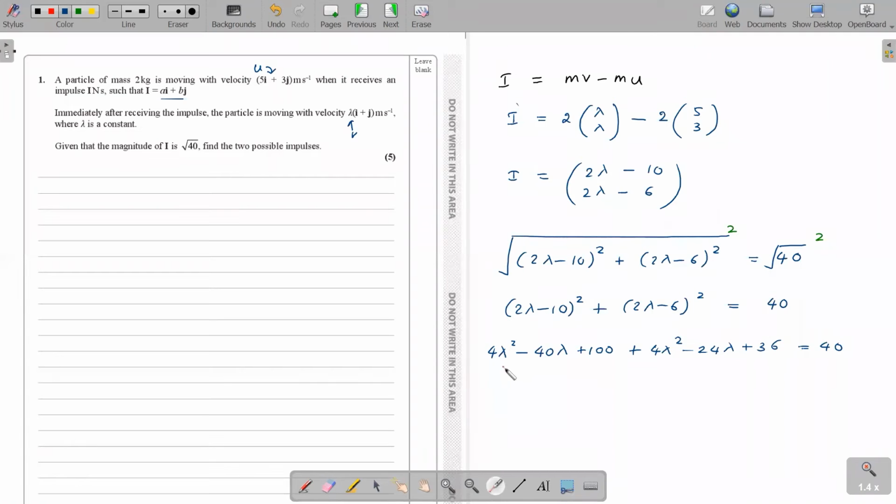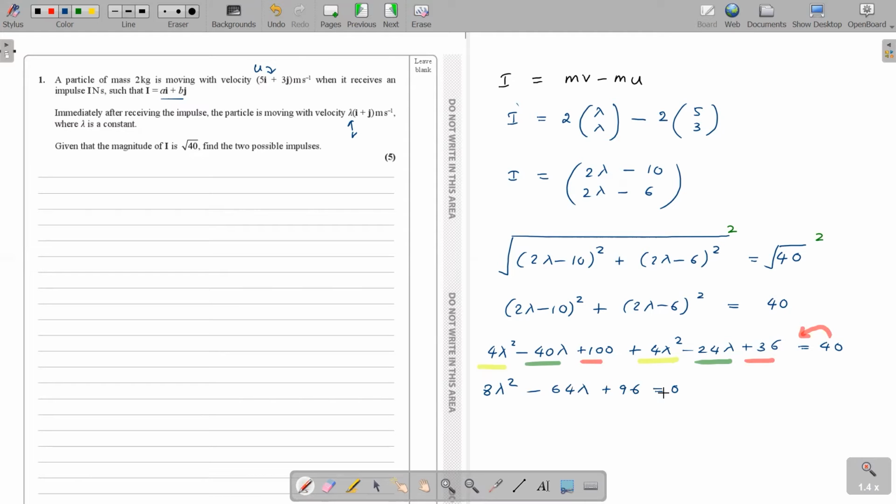Okay, so now let's collect the terms. 4 lambda squared plus 4 lambda squared, I get 8 lambda squared. Next, add the next pair of like terms, which is minus 40 lambda minus 24 lambda, which is minus 64 lambda. And then let's add the constants. We have plus 100 plus 36, and I'll bring the 40 over to this side. So 100 plus 36 minus 40 is 96. Is that okay? 8 lambda squared minus 64 lambda plus 96 equals 0.